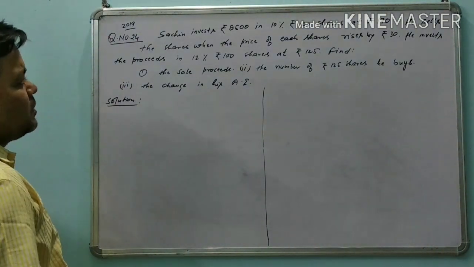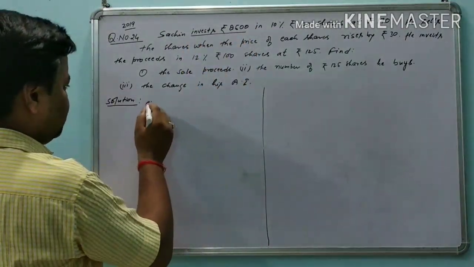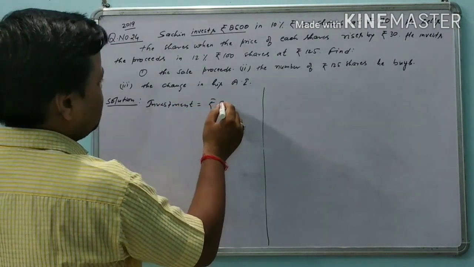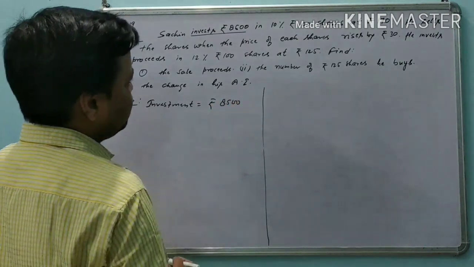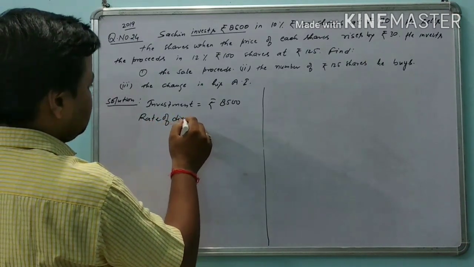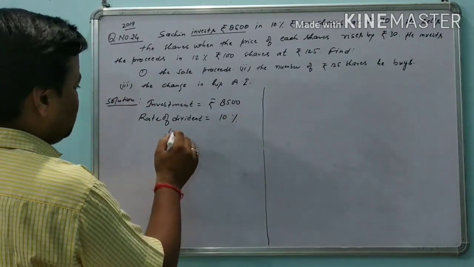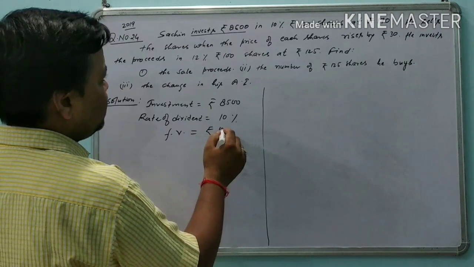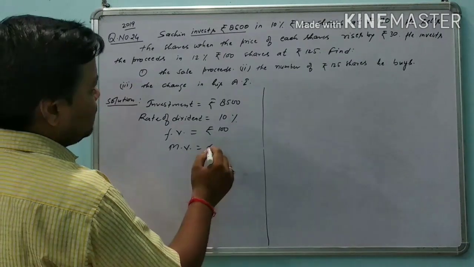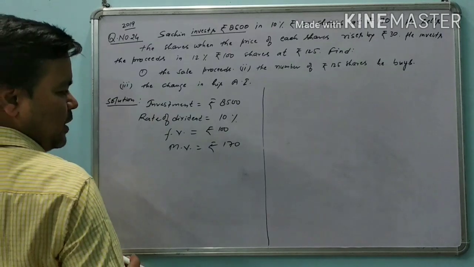Here, first of all, on the basis of the given question, we should write whatever is given. Here investment is given, that is rupees 8,500. Here the rate of dividend is 10%. Face value is equal to rupees 100, and market value of this share is equal to rupees 170. Then on the basis of this, we can find the number of shares.